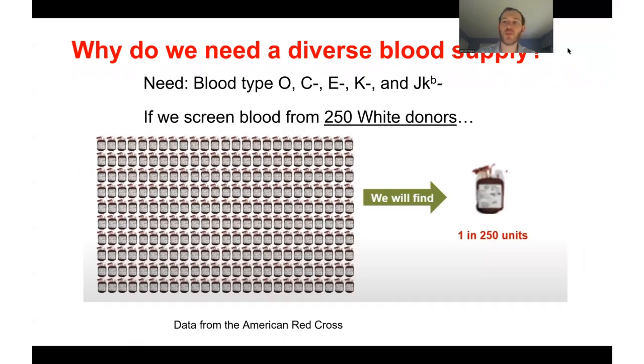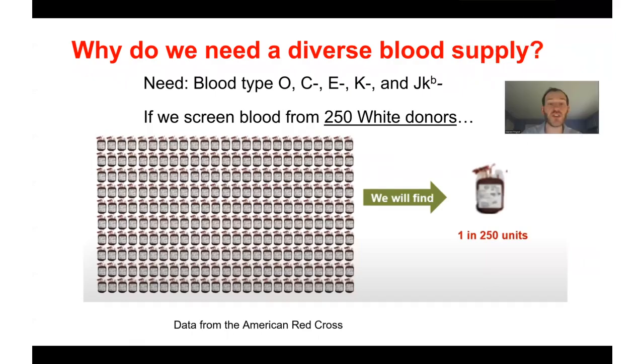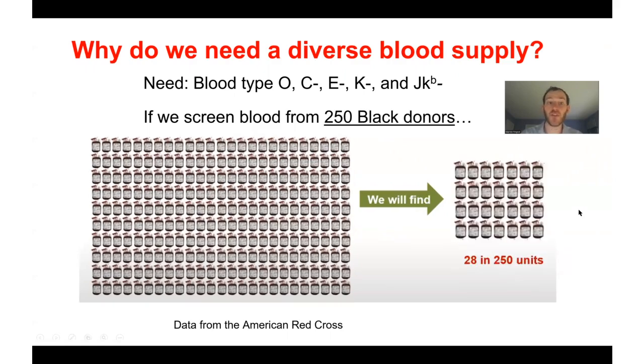And if you're looking for a particular blood type, in the example on this slide, supposing you're looking for blood for a patient that's type O, capital C negative, capital E negative, capital K negative, and JKB negative. If we were to screen blood, and this is data from the American Red Cross, from 250 white donors, we would find that only 1 of 250 units would match this profile. However, if we were to screen blood from 250 black donors, 28 of 250 units would match this profile.